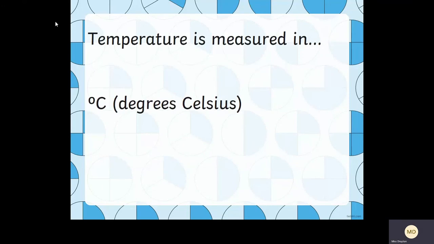So remember, temperature is measured in degrees Celsius. And we write that with a little circle for the degrees and then a capital C.